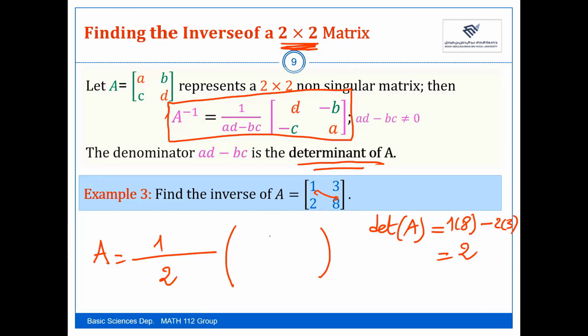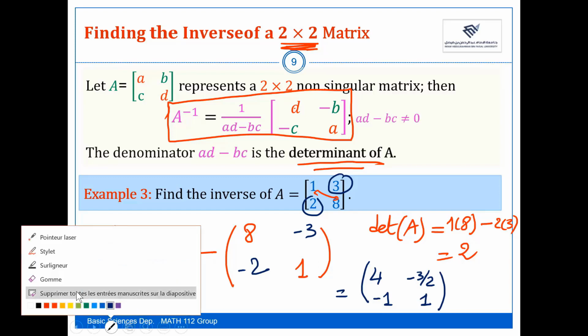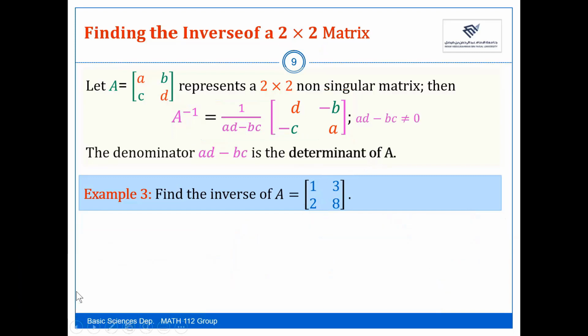هذم يغيروا أماكنهم. تصير 8 هنا 1 هنا. وهذم يغيروا إشاراتهم. تصير minus 3 و minus 2. And this is the, it's not A of course, it's A inverse. بعدين you multiply by half for minus 3 over 2 minus 1 half. This is the inverse matrix of A. اتفقنا? This is how to calculate the inverse of a matrix of order 2.